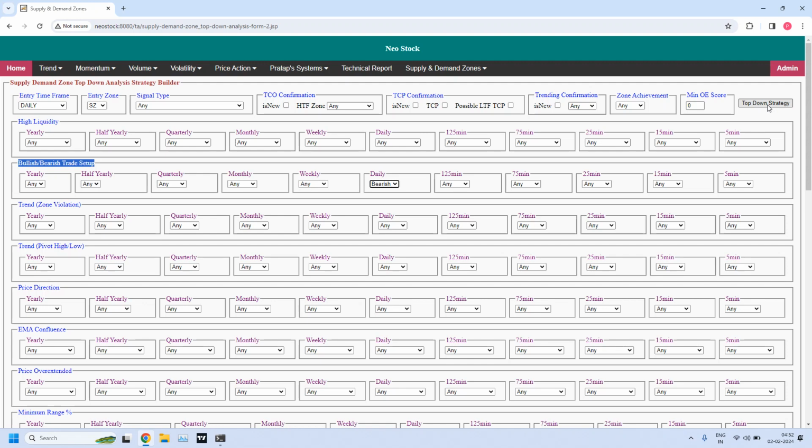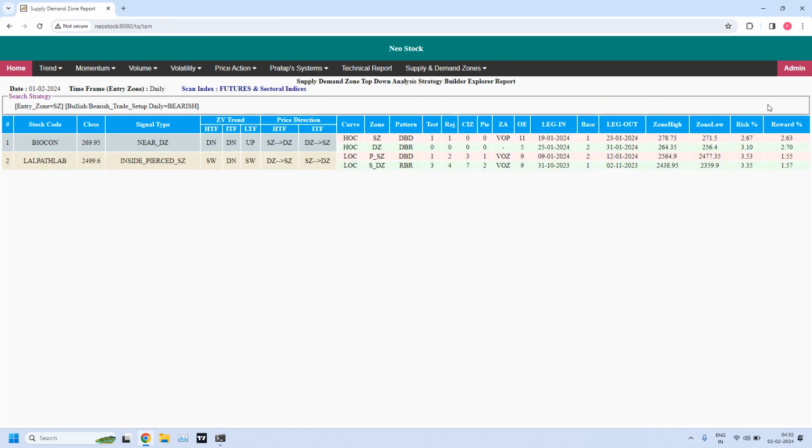Let me click on the top-down strategy. Only 2 stocks are filtered, supply zones. These are supporting a bearish trade setup. Here one is a pierced supply zone, so we don't consider this zone. Pierced zones we don't trade. Always you have to monitor the pierced column if you don't set any filters. But here, this is not a fresh zone, it is an already tested zone. And moreover, this is not a high liquidity zone, a normal zone only.